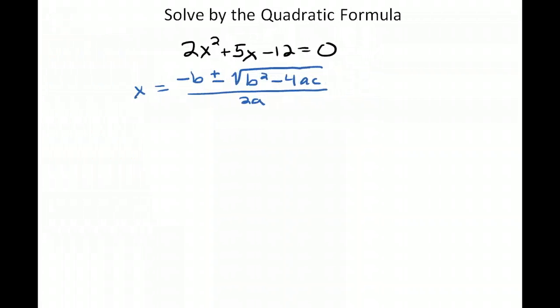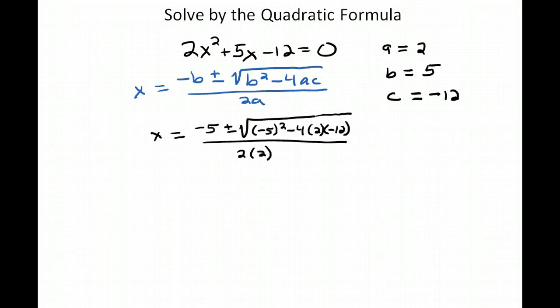Okay, to solve by the quadratic formula, we need to take our equation, make sure it's in standard form, then we look at the quadratic formula, and from our equation, I know that a is the coefficient of the x squared, so that's 2. B is the coefficient of the x term, which is 5, a positive 5, and c, which is the constant, for this problem, it's a negative 12. I simply need to put those numbers into the formula. When I put in the opposite of b, that would be negative 5, put in my negative 5 squared minus 4 times 2 times negative 12.